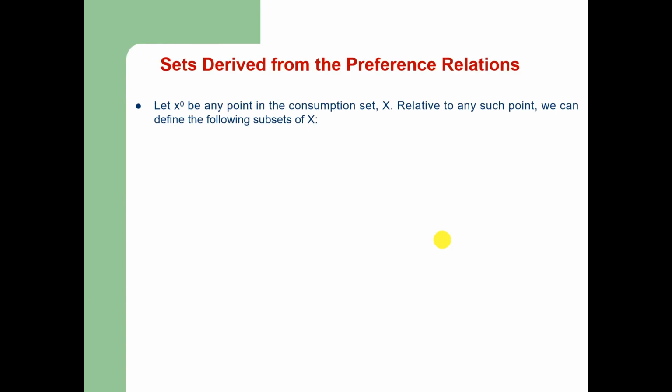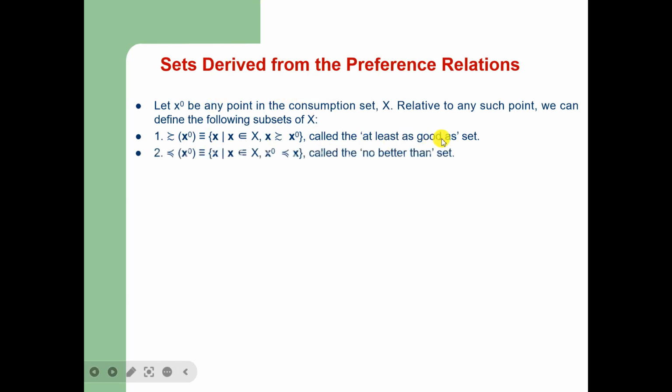Let x naught be any point in the consumption set X. Relative to any such point, we can define the following subsets of X. Number one, at least as good as x naught, and that is the set of x bundles such that x is in the consumption set, and x is at least as good as x naught, and this is called the at least as good as set.